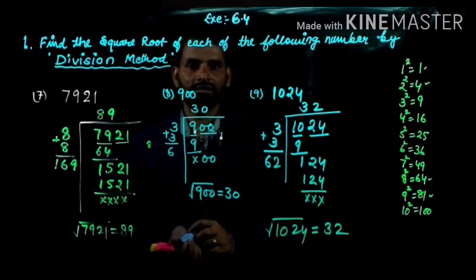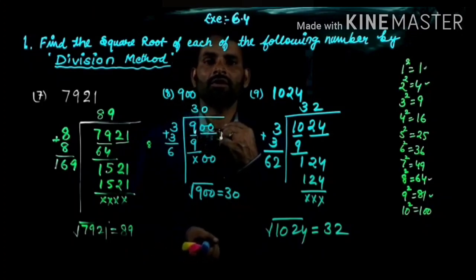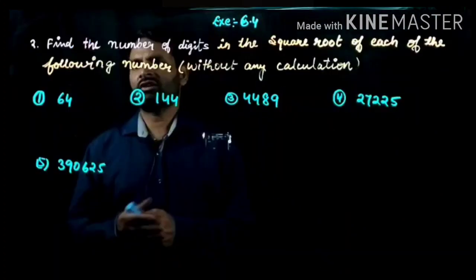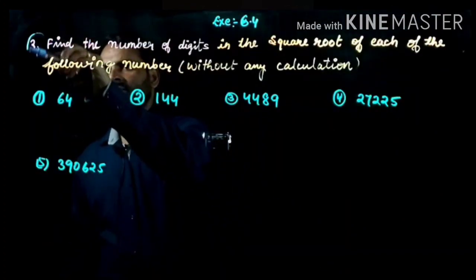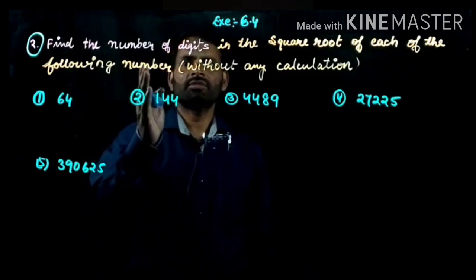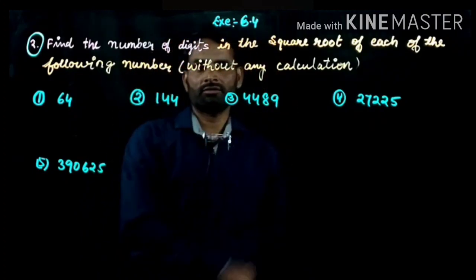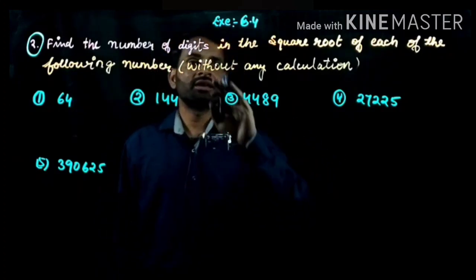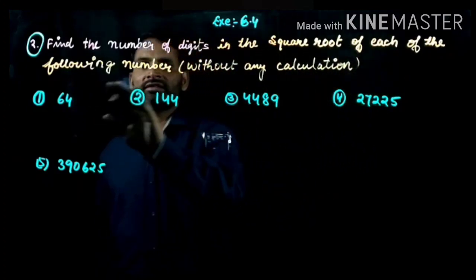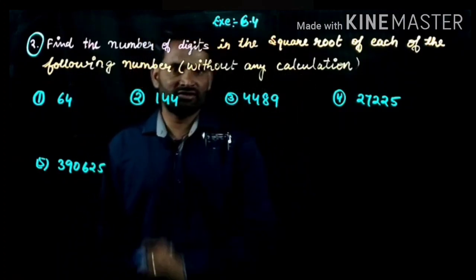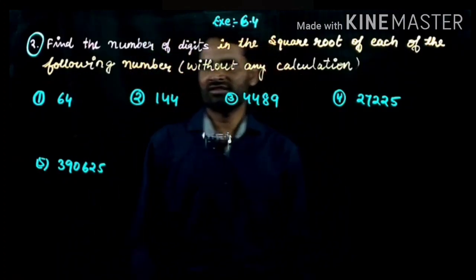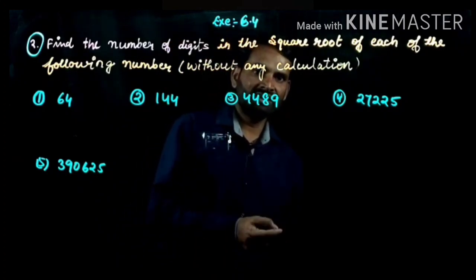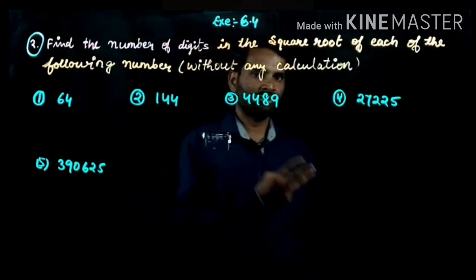Okay, the remaining questions of the first question you solve as homework. If any problem, you ask me. Question number two: find the number of digits in the square root of each of the following numbers without any calculation. Number of digits means finding whether the square root is 1 digit, 2 digit, or 3 digit.